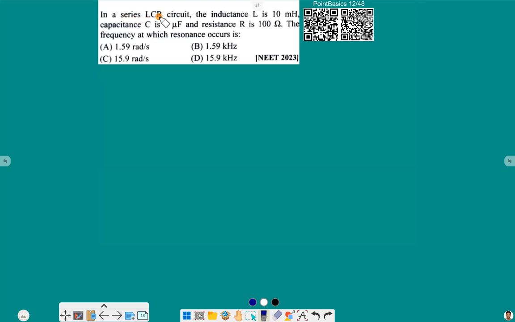Now, as per the statement, in the LCR circuit we have an inductor, capacitor, and resistance. The frequency at which resonance occurs is what we have to find. At resonance frequency, current is maximum and impedance is minimum. At resonance, XL is equal to XC and Z becomes equal to R.